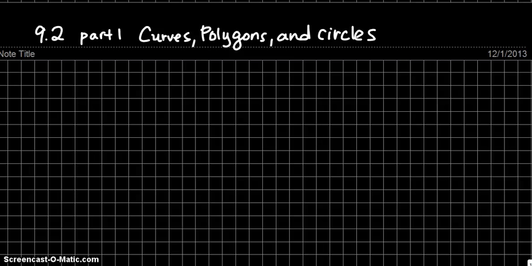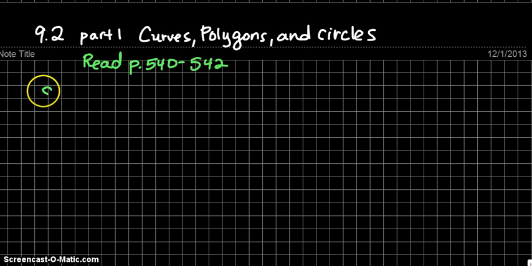Welcome everybody to 9.2 Part 1, Curves, Polygons, and Circles. So this is another section that's basically for Part 1 here, all definitions. If you would prefer, you can find all of these in your textbook on pages 540 through 542 with some extra examples if you'd prefer to do that instead of watching these videos. I'm going to start with just a few general vocabulary words you may or may not remember.